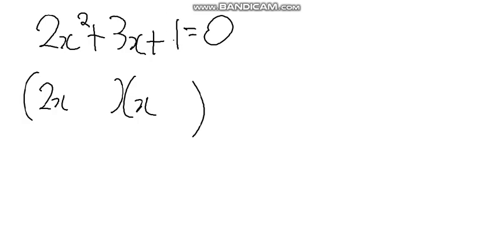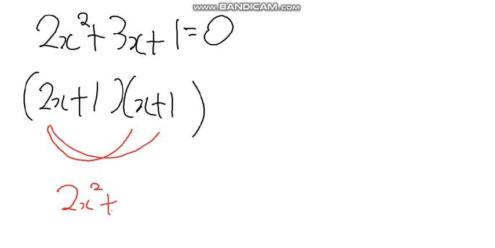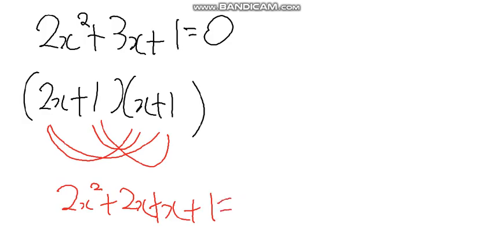Now, since there's a 1 at the end, and a number you put here and a number you put here, if you multiply them together, it has to be 1. But there's only one pair, which would be 1 times 1, which is 1, of course. And let's check. 2x times x equals 2x squared. 2x times 1 equals 2x. 1 times x equals x. And 1 times 1 equals 1. If you simplify all of them, it would be this.